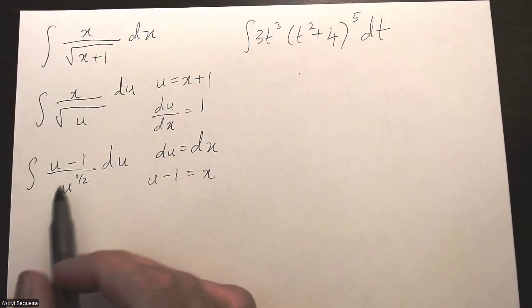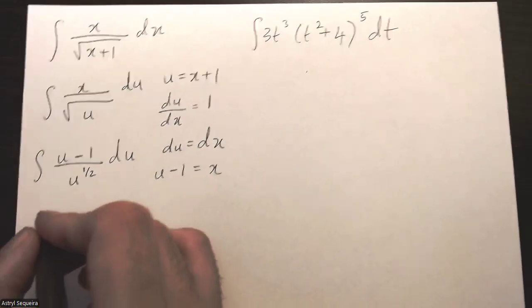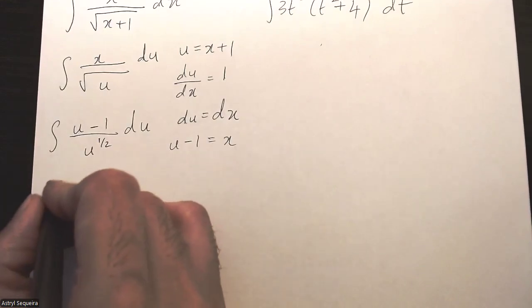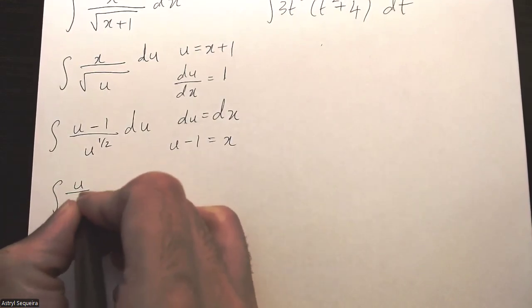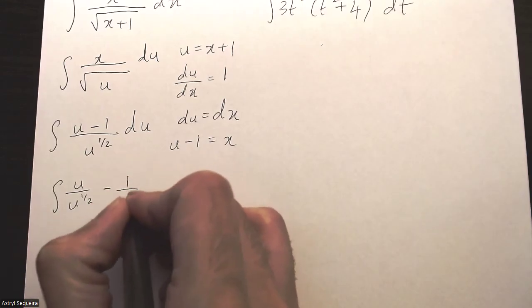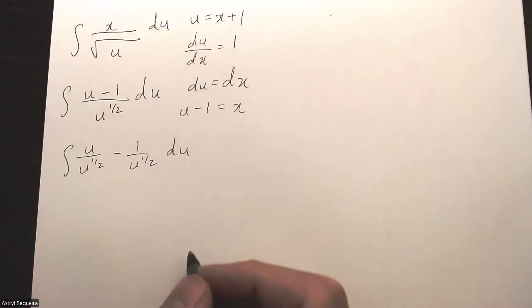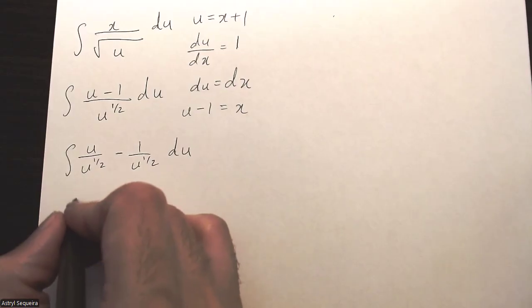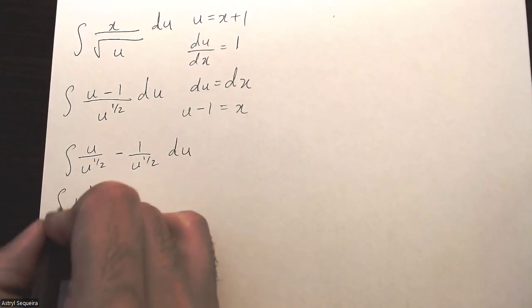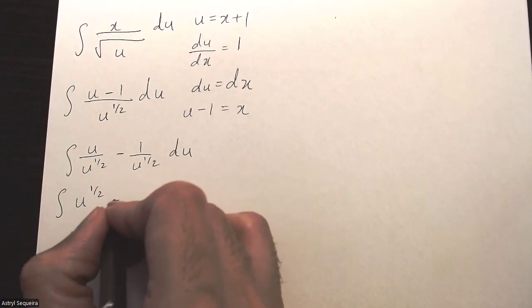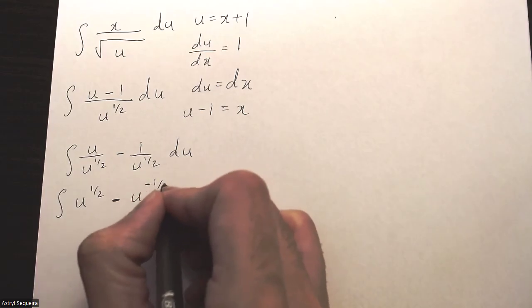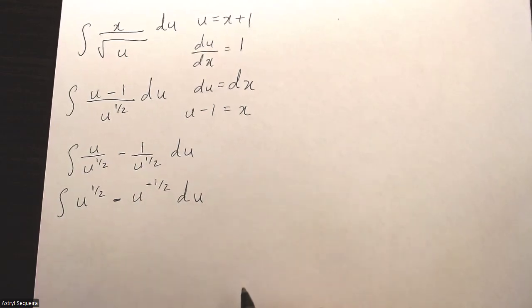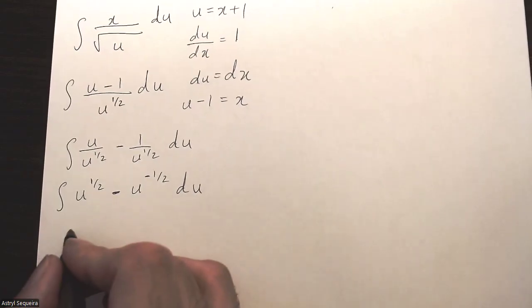Before I can integrate this, I just want to simplify it a bit. I want to start by just splitting the denominator. And then just simplifying. So if I subtract exponents there, I just have u to the half. Here, if I move this to the top, I just have u to the negative half. Now we can integrate, which is pretty simple.